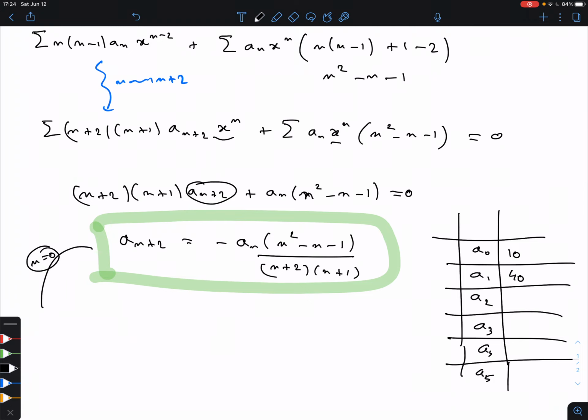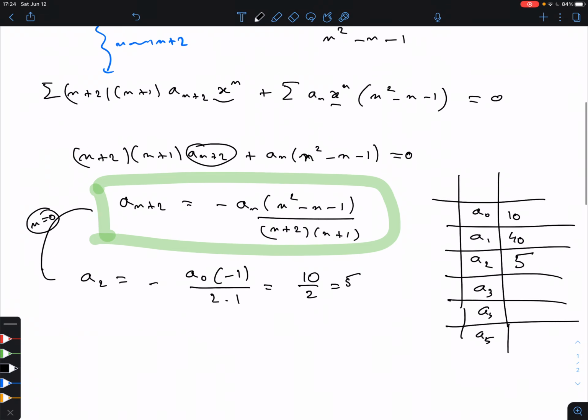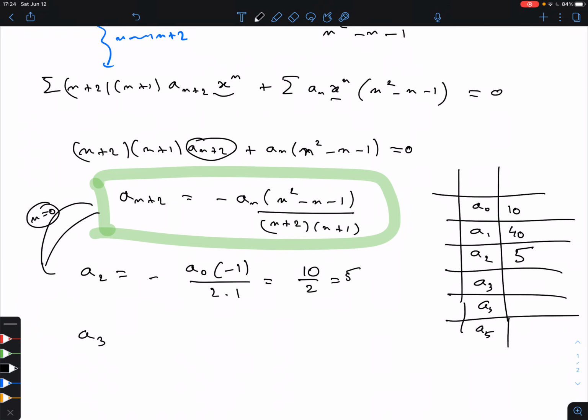So if I plug in n equals 0, that gives me A2 is equal to minus A0, times minus 1 over 2 times 1. So that's minus minus is plus. So we get n is 0 is 10. So 10 divided by 2, that is 5. Okay. A3 we get from plugging in n equals 1.